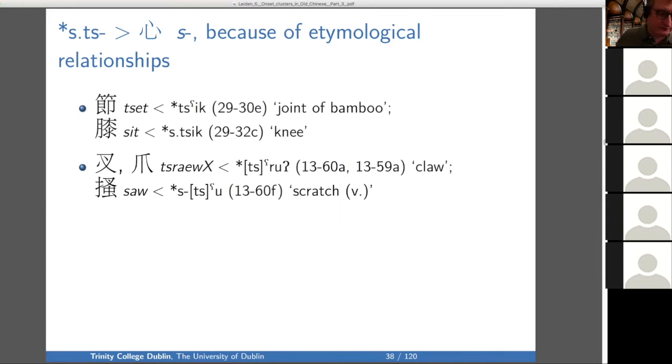So STS, we have set, joint of bamboo, and sit, which is knee. So it looks like they're etymologically related, and maybe knee has an S prefix. I will mention that this word meaning joint, including of the body, has very good Sino-Tibetan cognates, but those cognates I know of don't have an S prefix. Not that that argues against an S prefix in Chinese. I don't think it really does.